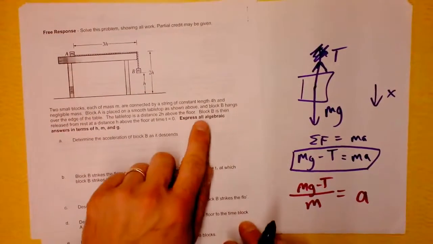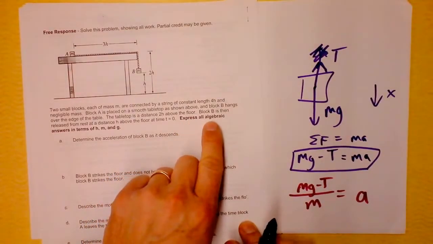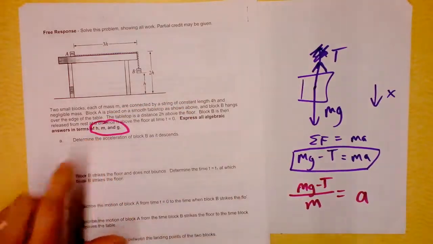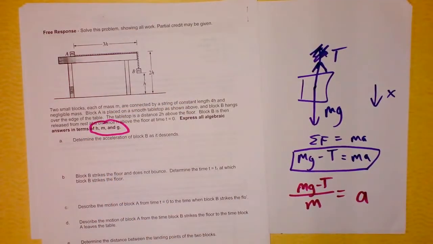Here's the thing. They say express all algebraic answers in terms of these guys right here. Which means you can't have any other letters. Tension offends our sensibilities. Gosh darn it, tension. It is an unknown, and it is unacceptable, Kurt. You're out of here. What do we do? How are we gonna get tension? Solve for tension.